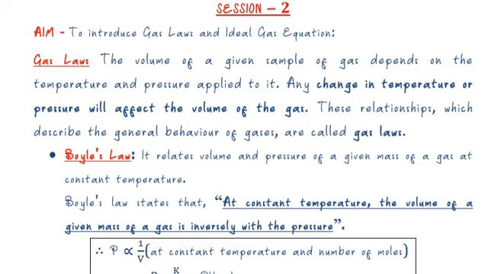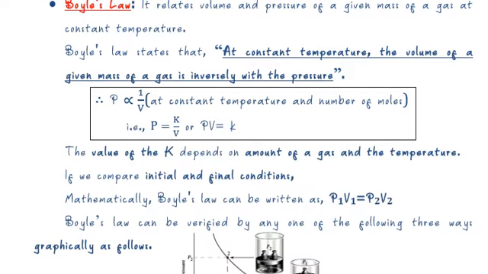Now we'll talk about Boyle's law. What is Boyle's law? Boyle's law relates volume and pressure of a given mass of a gas at constant temperature. Boyle states that at constant temperature, the volume of a given mass of a gas is inversely proportional to the pressure. Pressure is inversely proportional to volume at constant temperature and number of moles.